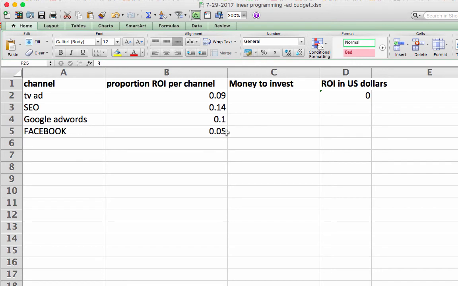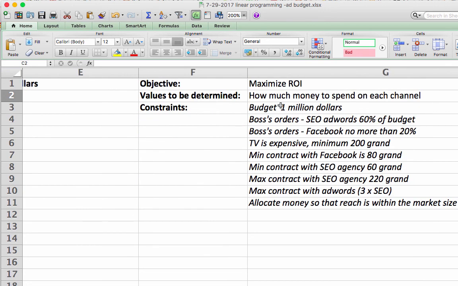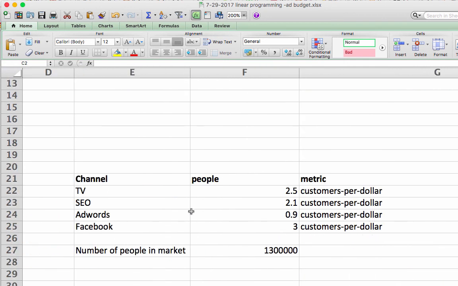So the 3 things that you need, one is some goal. You need a goal that you're trying to minimize or maximize. In our case, we're trying to maximize our return on investment in US dollars across this entire campaign. So that's our goal. Now we also have decisions to make. So first is a goal, second is decisions. The decisions is how much money to spend in each channel. We don't know that. We need to decide that. And then third, we need constraints. So here's our constraints over here. We've got the budget. We've got all these other various constraints I described a second ago. We've got our reach constraints.